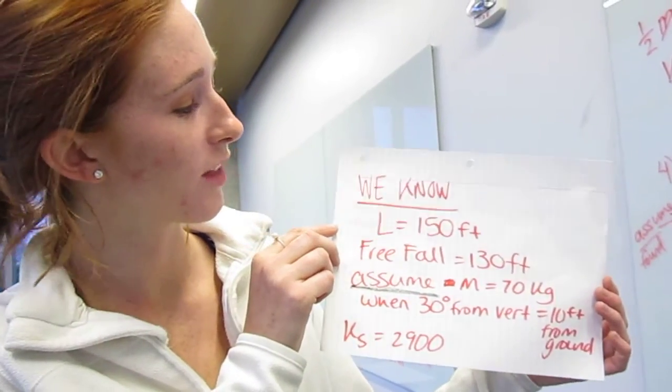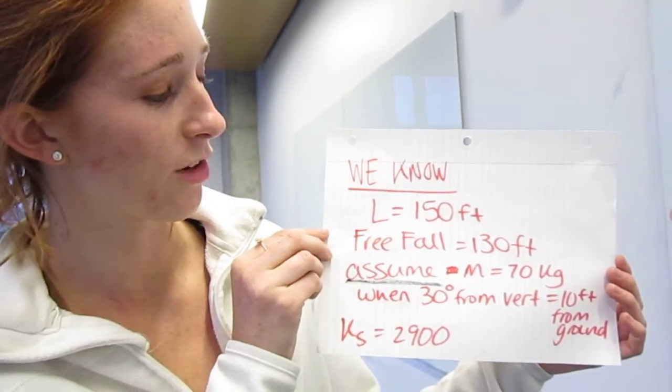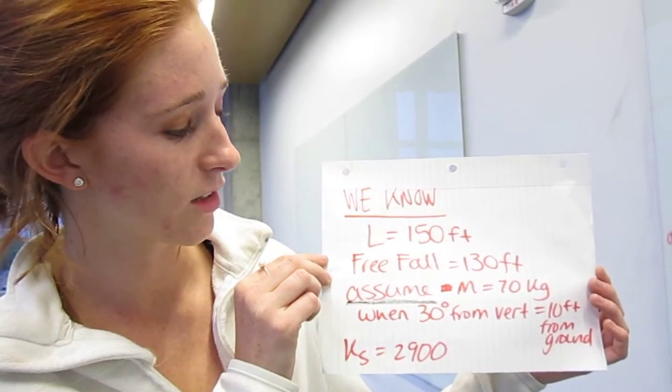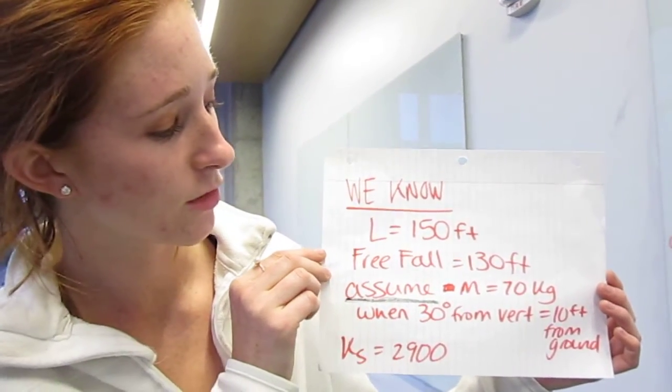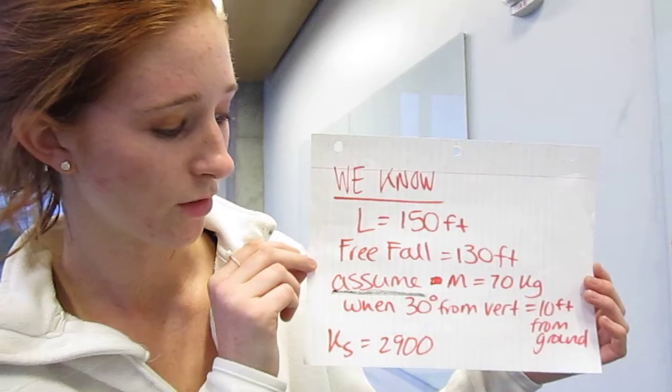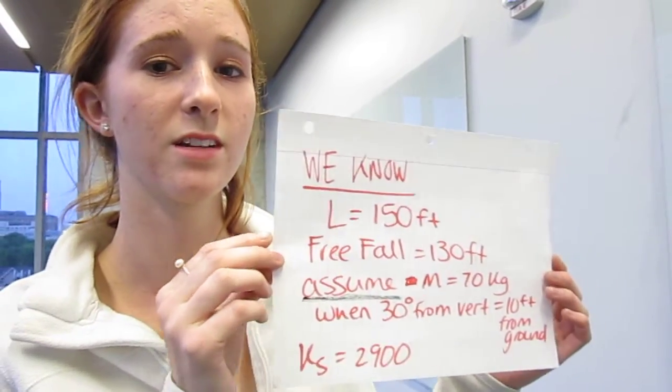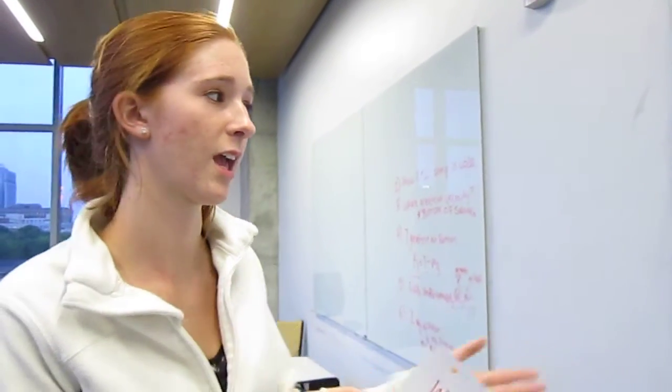Okay, we know the length is 150, the free fall is 130. We can assume the mass is 70 kilograms, and when we are 30 degrees from the vertical, we are 10 feet off the ground. We can also assume we have 2,900 as our KS.